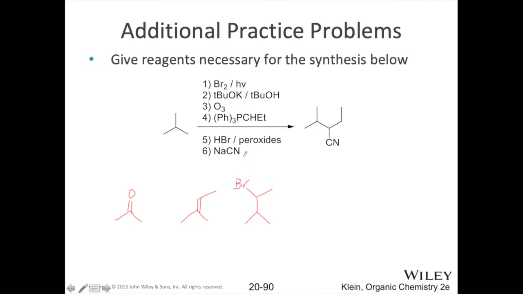All right, and then we can do a substitution reaction using cyanide as a nucleophile. It just swaps out, and that's where we get that nitrile group in there. Okay.